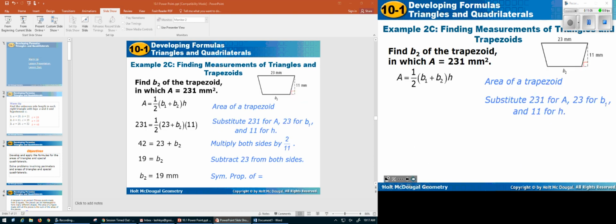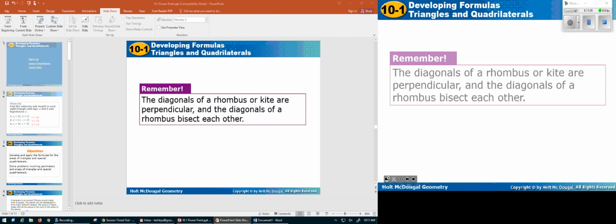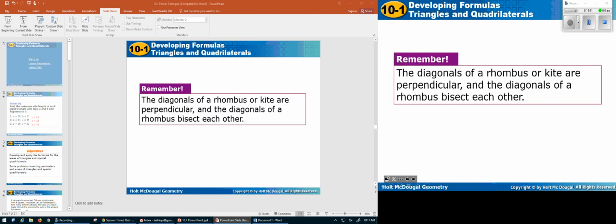Rhombus and kite. And so you guys gave me the rhombus is a parallelogram. So we know that it is also base times height, right? But this right here is what's going to lead us to our last formulas. Remember that in a rhombus and in a kite, both of them, the diagonals are perpendicular.